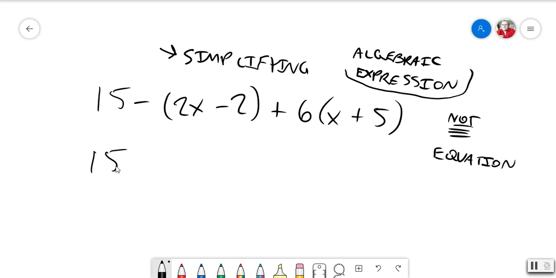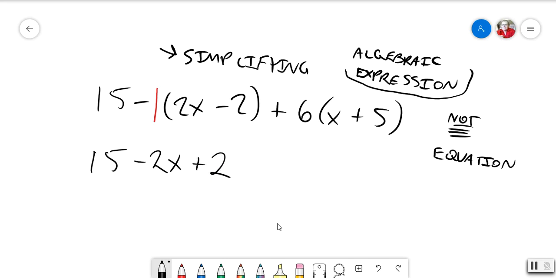So the first thing you have to do is you get rid of your distributive property. This negative in front of the parentheses is basically the same thing as if you had a 1. So it's like negative 1 times 2x, which would be negative 2x. Negative 1 times negative 2. 1 times 2 is 2, and a negative times a negative is always a positive.